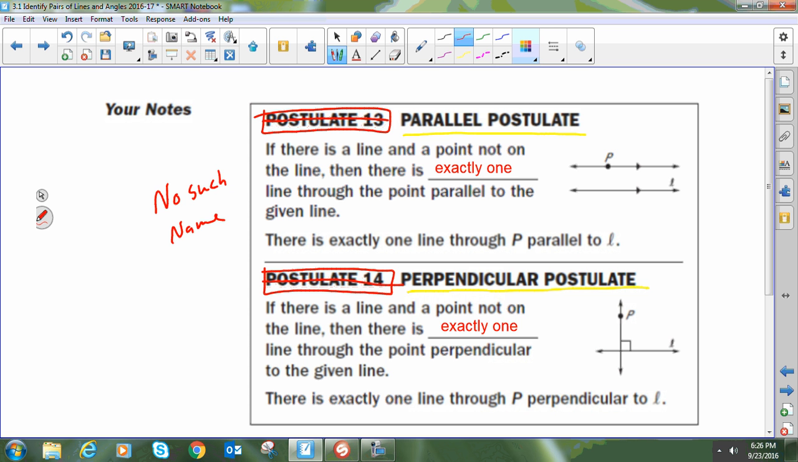Thinking of them as the parallel postulate and the perpendicular postulate would be a much better way of thinking of these two things rather than postulate 13 and 14.